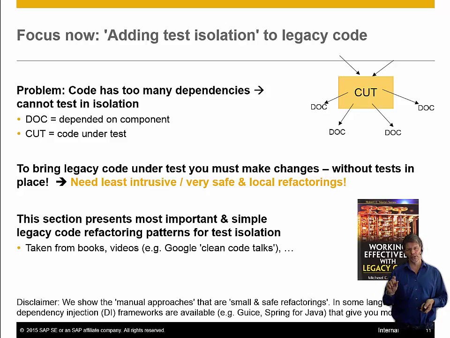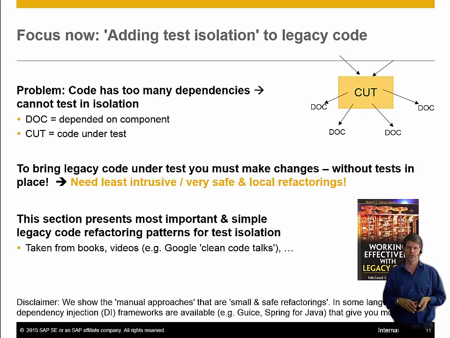So in this video here, we'll be looking at code change patterns that are specifically targeting test isolation. It doesn't make code all better. It doesn't do everything that is considered good design. It just does the one thing that is needed to create isolation in many different cases.